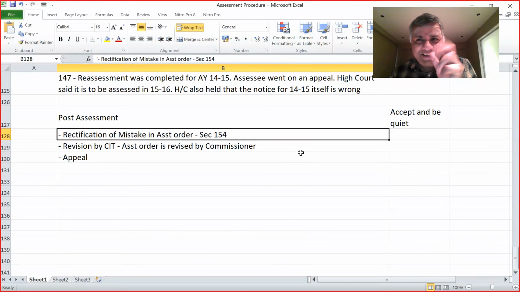What can be rectified? Mistake apparent on law can be rectified.